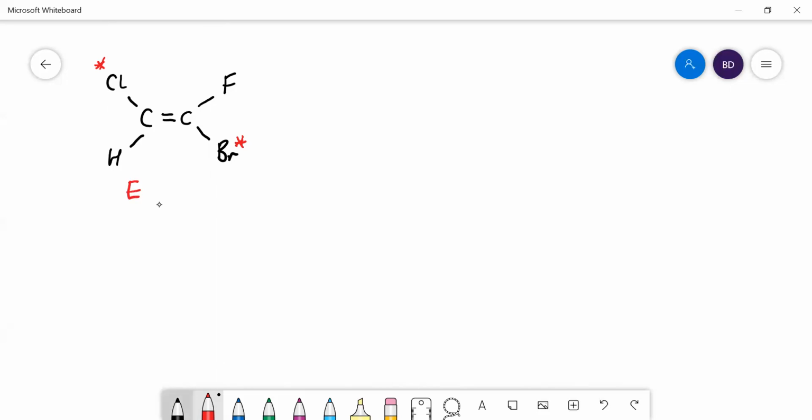Okay, and so the Z form would be that way around, with the two high priority groups on the same side, the chlorine in that case, and the bromine would be the higher priority there. Okay, just another one more before we finish up.